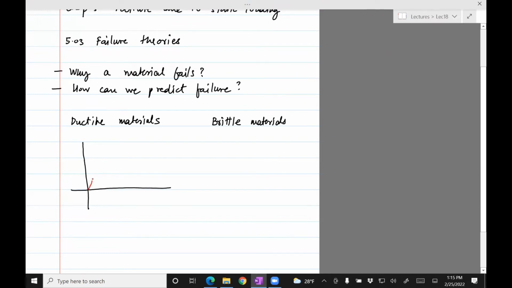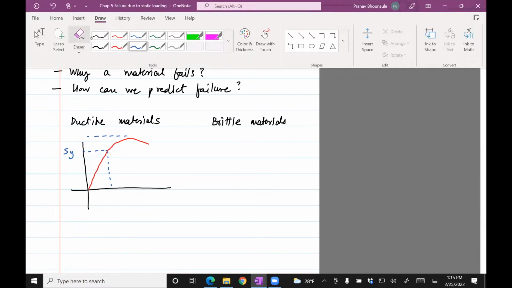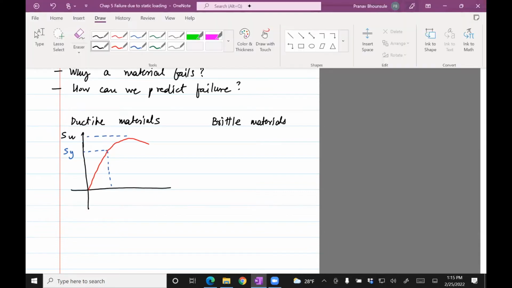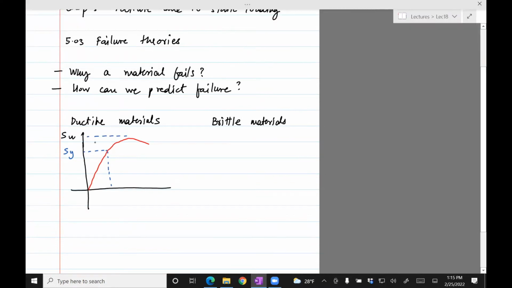So that curve looks something like this for ductile materials. There's a point at which the material will yield. It will not be linear. There's a point at which it will fail. There'll be necking. So that's the maximum strength, SU. And then SF is where it fails.